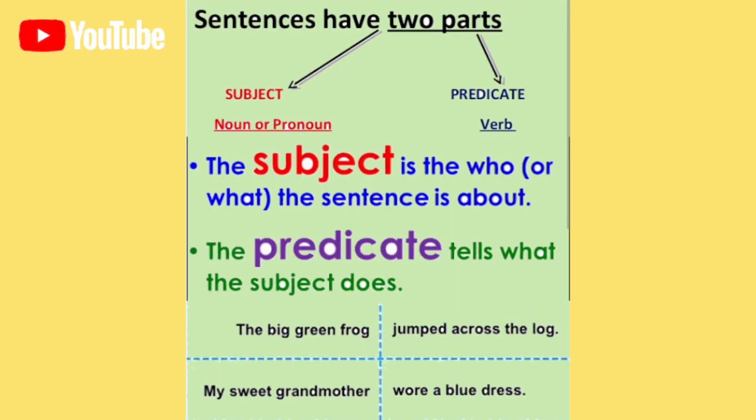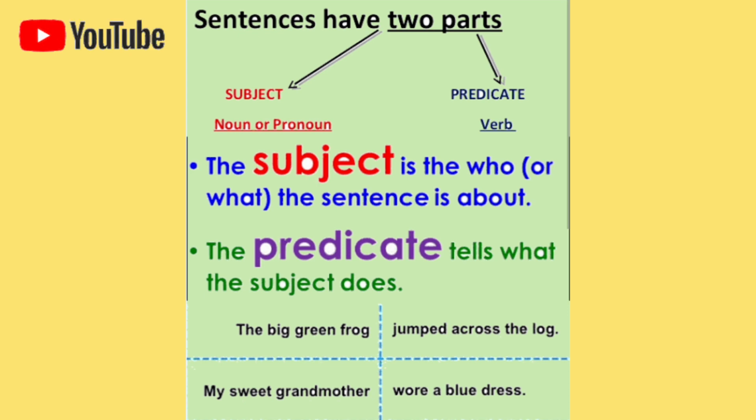To tell you more, sentences have two parts: subject and predicate. The subject is the who or what the sentence is about. The predicate tells about what the subject does. The big green frog jumped across the log. The big green frog is the subject in the sentence. Jumped across the log is the predicate in the sentence.